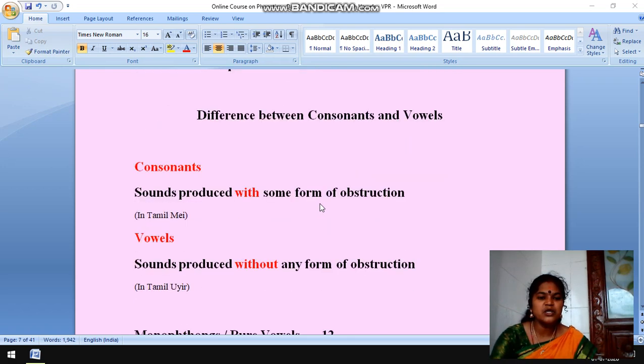The sounds which are produced without any form of obstruction are called vowel sounds. In Tamil, we call them uyir eluthu. They come out naturally, without touching anywhere: a, aa, i, ee, u, oo. Like that in English also, as we shall see later.